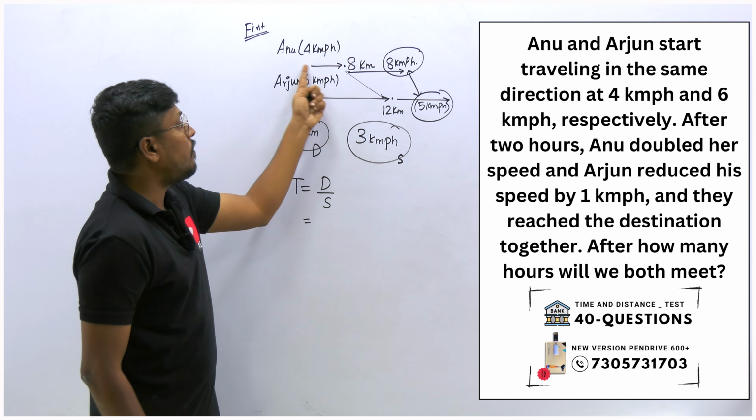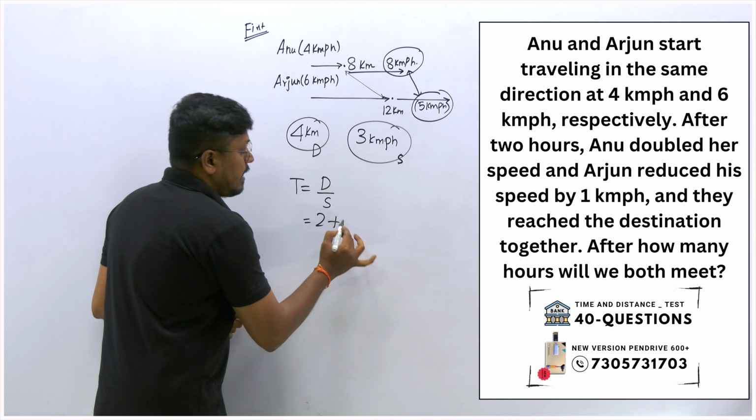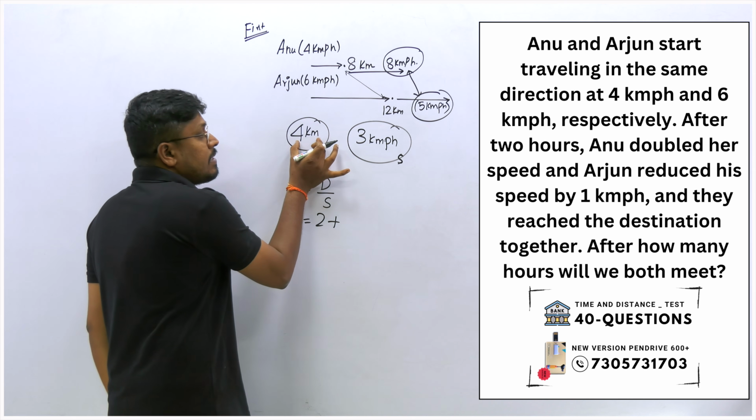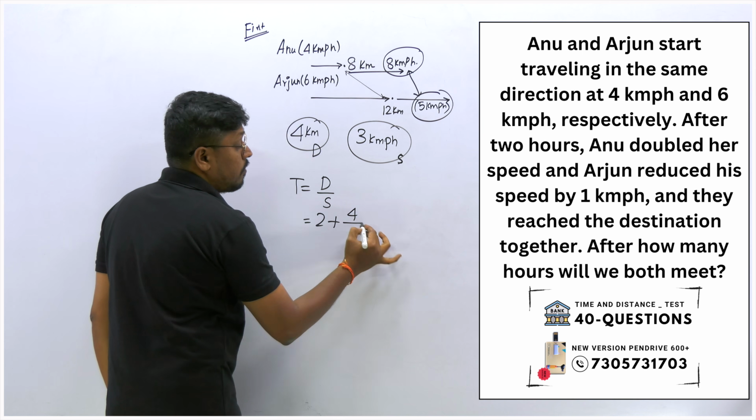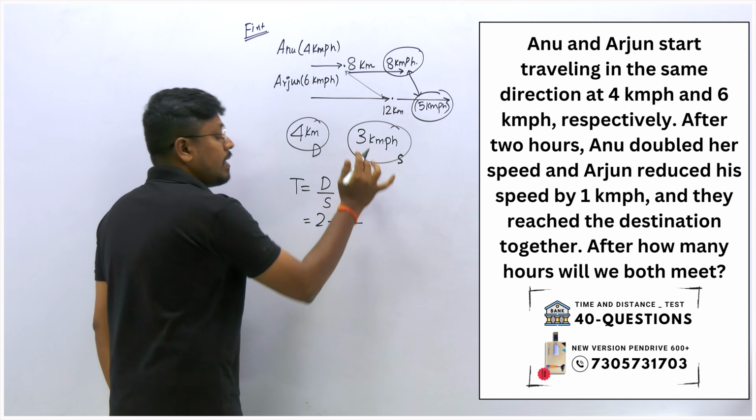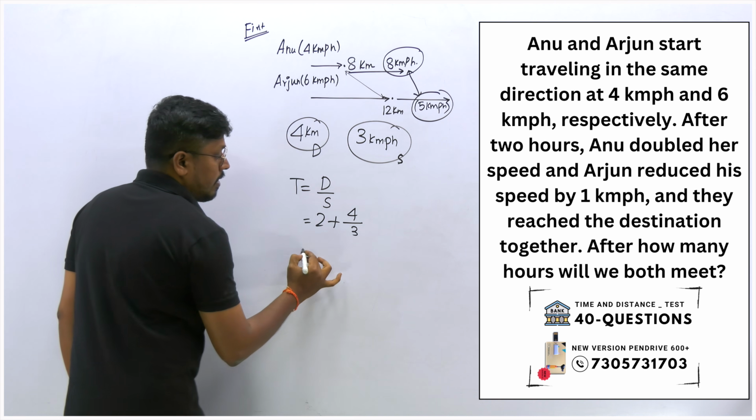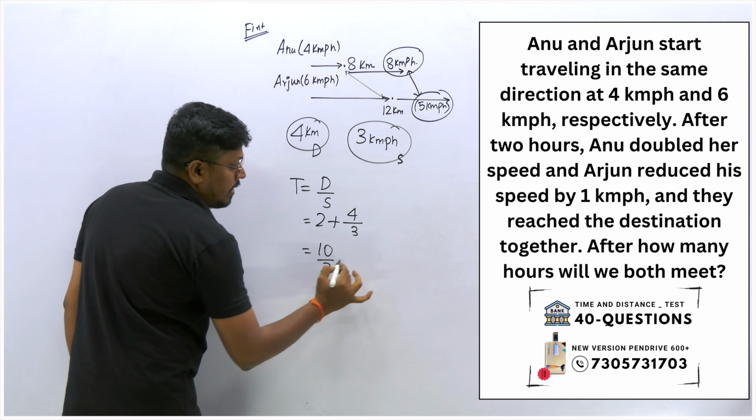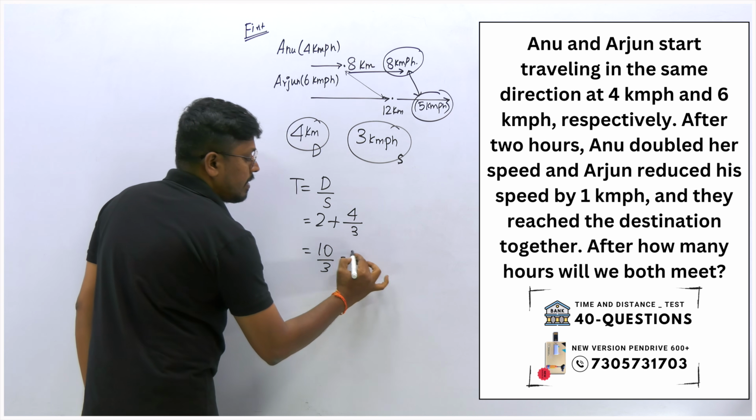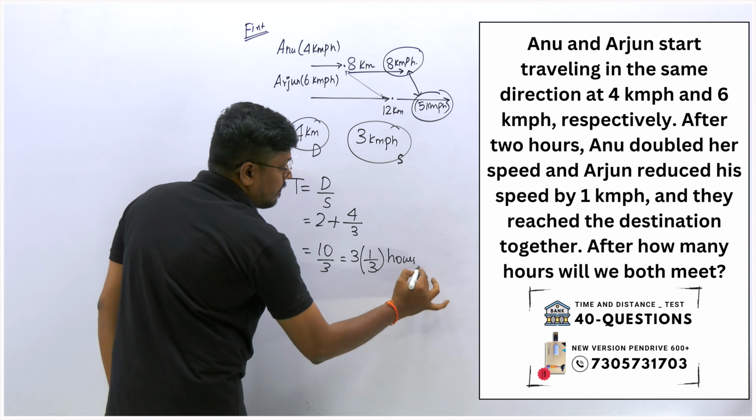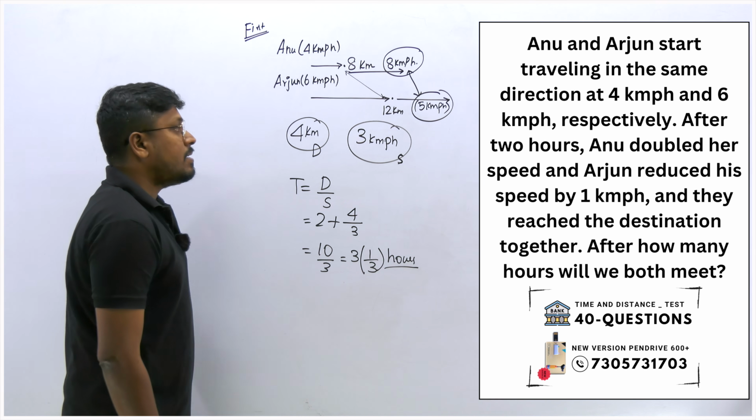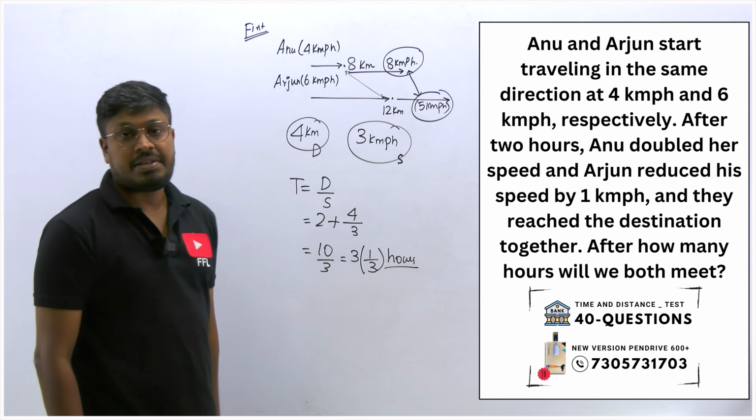According to the question, our target is to find how many hours. Initially they traveled for 2 hours, right? And after 2 hours, this distance has to be covered by this much speed. So what is the distance here? 4 km is the distance. What is the speed? 3 km per hour. So 10 divided by 3, which is 3.333 something. So we can consider it as 1 by 3 hours, where both the persons will meet each other.